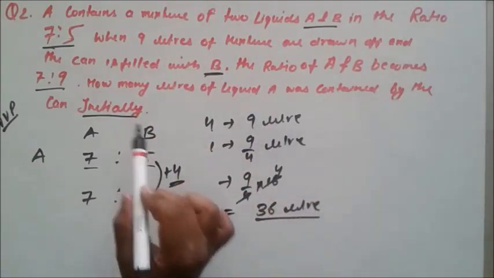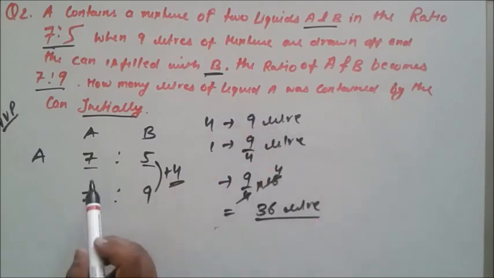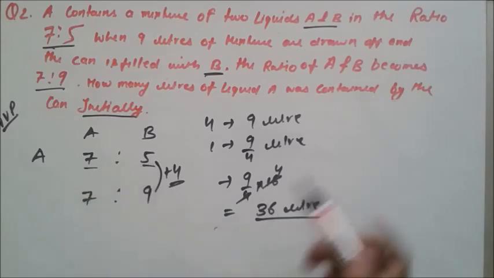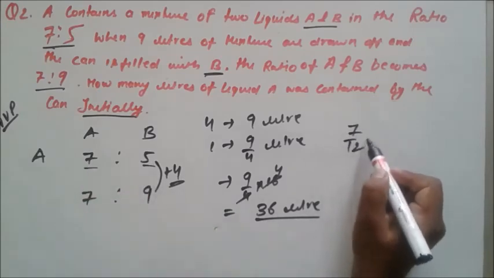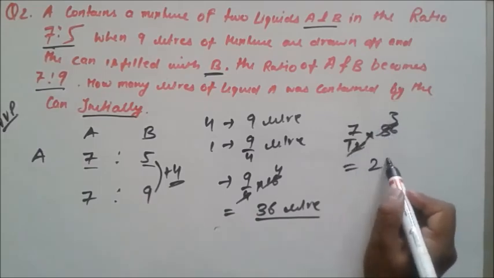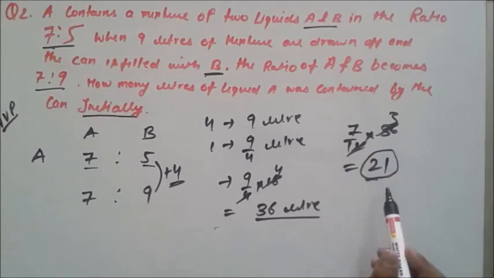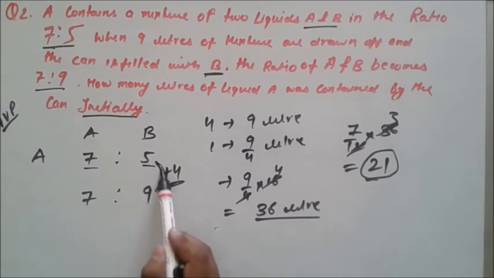So what do we have to calculate? We have to calculate the total quantity of liquid A contained by the can initially. The ratio of liquid A initially was 7 by 12, so 7 by 12 of 36. 3 twelves are 36, 7 threes are 21. So 21 is the total quantity of liquid A contained by the can initially. Friends, it's very easy. We just have to understand this trick. Let's move to the next question.